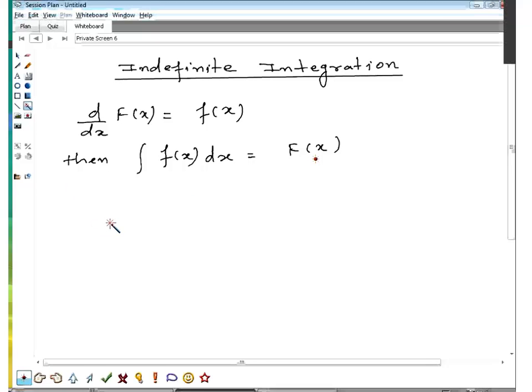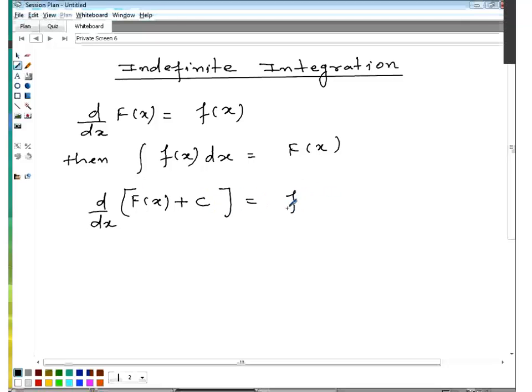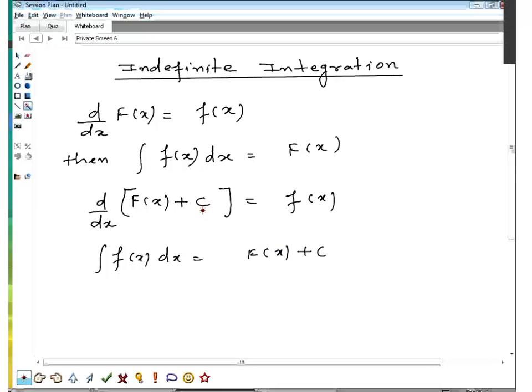But in this inverse process, there is a slight problem, because d/dx of F(x) plus some constant would also be the same small f of x, because d/dx of c is 0. Then it means that integral of f(x) dx can also be F(x) plus this c, where c is entirely your choice.